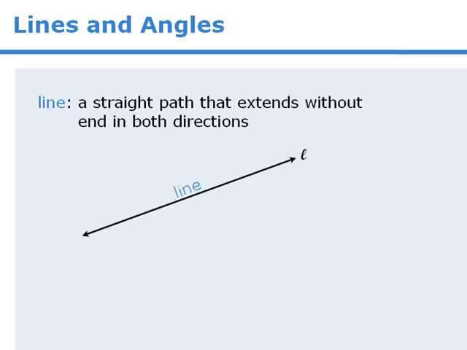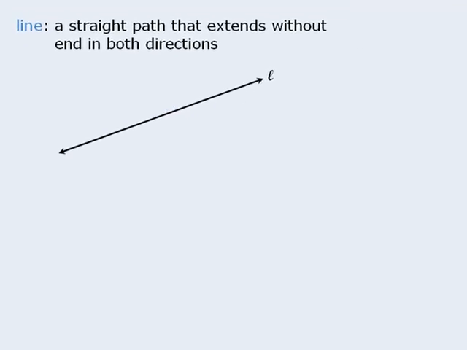In this lesson, we will examine lines and angles, which are the building blocks of geometric figures. To begin, a line can be thought of as a straight path that extends without end in both directions. A finite portion of a line is called a line segment, so here AB is a line segment.